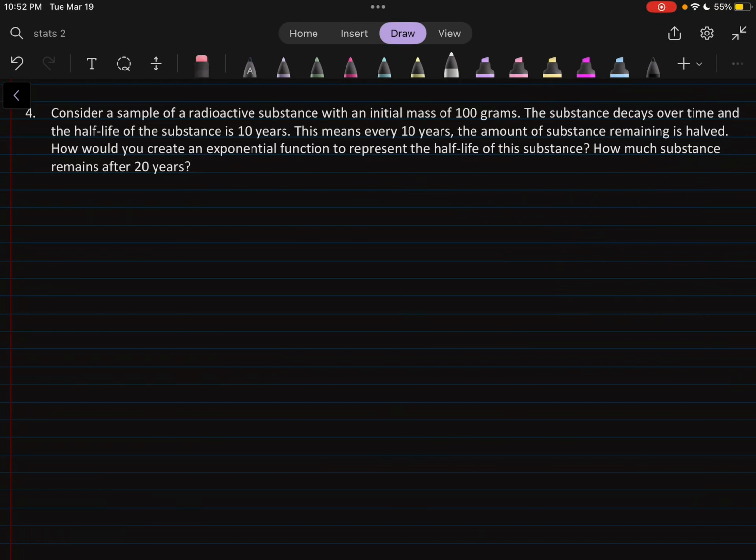Okay, here's problem number 4. Consider a sample of a radioactive substance with an initial mass of 100 grams. The substance decays over time, and the half-life of the substance is 10 years. This would mean every 10 years, the amount of substance remaining is halved.